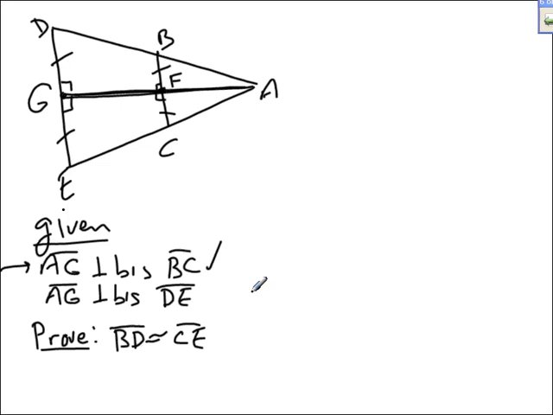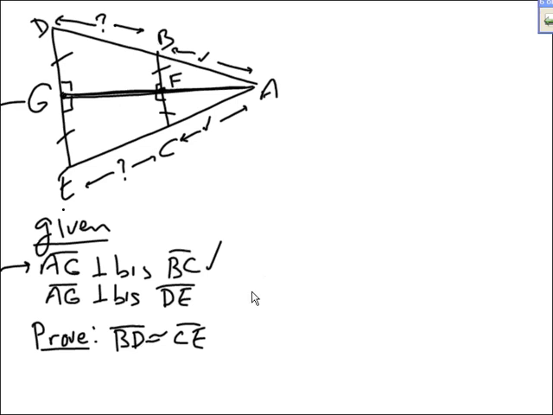Now, we want to prove that this length, BD, and CE, those are the same lengths. And here we're going to use the subtraction postulate. I'm going to prove that. Now, I can prove that AB and AC are congruent.